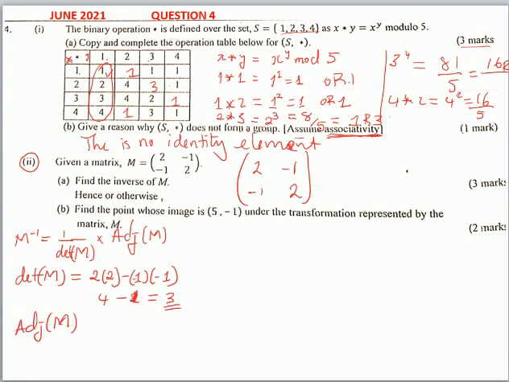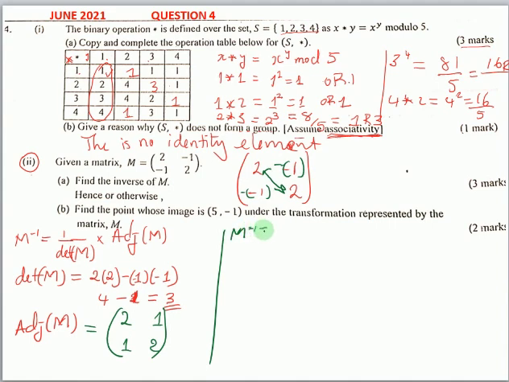Then to get the adjoint of the matrix M, we just need to interchange the positions of the 2 and 2. Then this one has a negative here, multiply this by a negative, and also multiply this by a negative. So it means the adjoint of the matrix M is going to be 2. These two go up, this one comes down, the same 2 remains here, then this one becomes 1 and 1. As such, our inverse is now equal to 1 on 3, all these times 2, 1, 1, 2, which gives us 2 on 3, 1 on 3, 1 on 3, and 2 on 3.